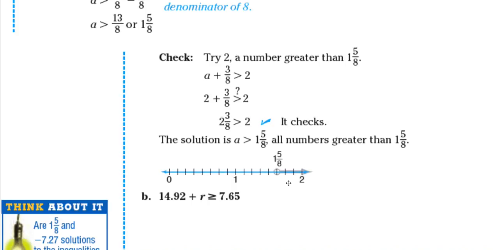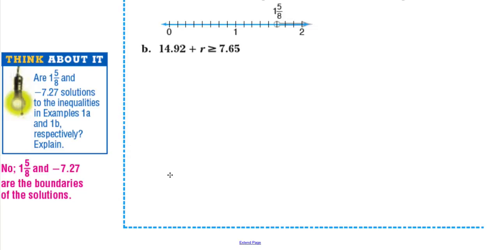It's an open dot at 1 5/8 going to the right. Okay, let's take a look at letter B: 14.92 plus R is greater than 7.65. We want to isolate R. That means we need to undo 14.92.